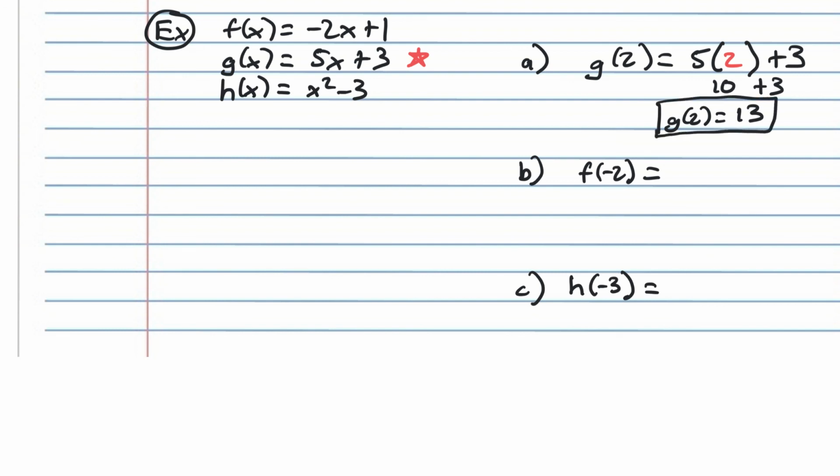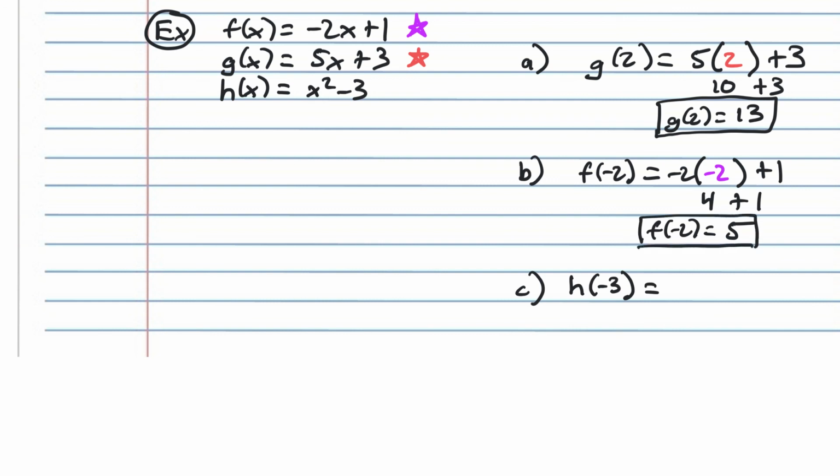Part B, it's asking for a different function. So for part B, we're using this top one. And we're going to plug in negative 2. So negative 2 instead of x, plug in negative 2, and then plus 1. Negative 2 times negative 2 is positive 4. And positive 4 plus 1 is 5. So f of negative 2 is 5.